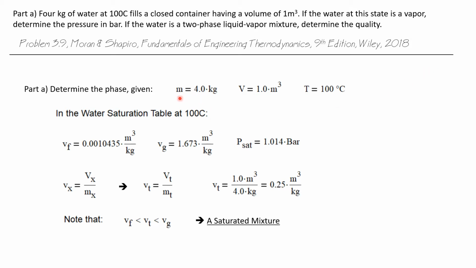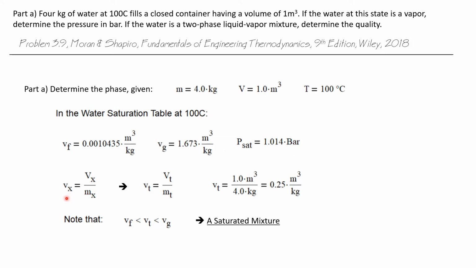So here's what we were given. We have a mass of 4 kilograms, the volume of the tank is 1 cubic meter, and the temperature of the water inside is 100 degrees C. So let's go to the saturation table at 100 degrees C, and we're going to grab some values. The specific volume of a saturated liquid is given in the table at 100 degrees C. The specific volume of a saturated vapor at 100 degrees C is given. We've got both of those down here. And we also noted that the saturation pressure at 100 degrees C is 1.014 bar.